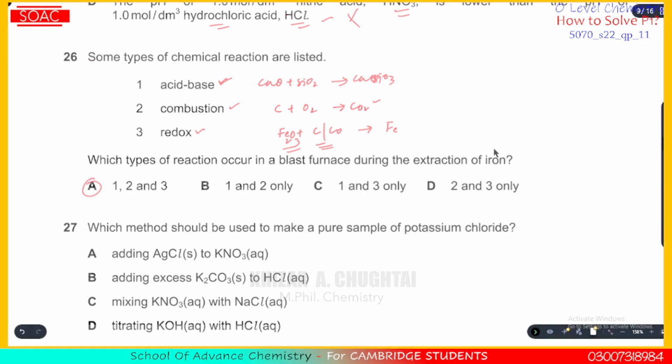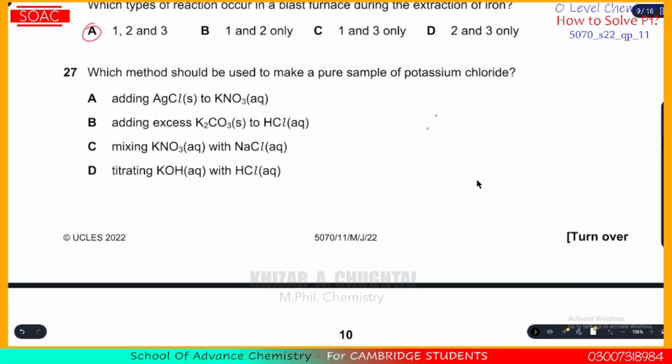Question number 27. Which method should be used to make a pure sample of potassium chloride? Potassium chloride is a soluble salt, and we can use the titration method. I mean, we can use an acid and alkali method to prepare potassium chloride. So titration method, titrating KOH with HCl, yes, it is true. All other options are incorrect. First of all, you will have to see which salt we are going to make, whether it is soluble in water or insoluble in water. If the compound is water soluble, the best method is the titration method. So D is the correct option.